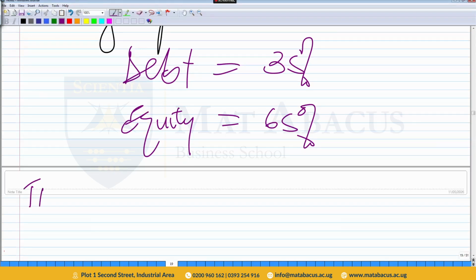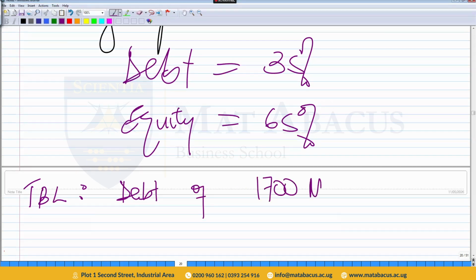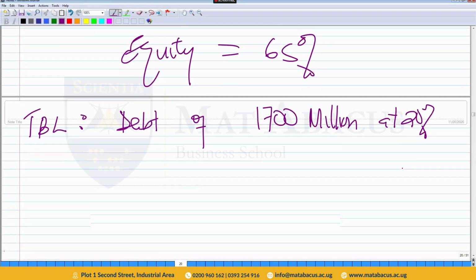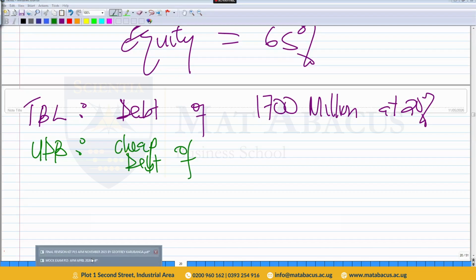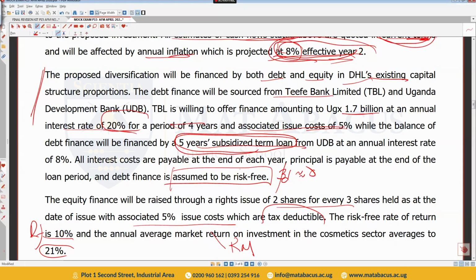So we can write here, TBL Bank, TBL is giving us debt of 1,700 million at 20%. But at the same time, we are going to get some money from UDBL. This is cheap debt of, I'm trying to interpret, if you look at cheap debt of what?